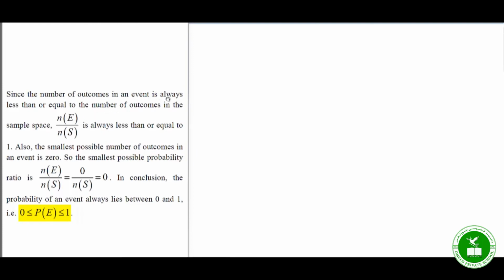Since the number of outcomes in an event is always less than or equal to the number of outcomes in the sample space, the probability for each event is between 0 and 1. Sometimes the probability for an event is 0. In this case, the number of event will also be 0, so 0 over the number of sample space becomes 0. But in some cases, the number of event can be equal to the number of sample space, so the number of event divided by the number of sample space becomes 1. So the probability for each event is between 0 and 1 inclusively.